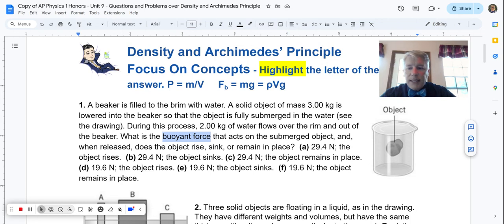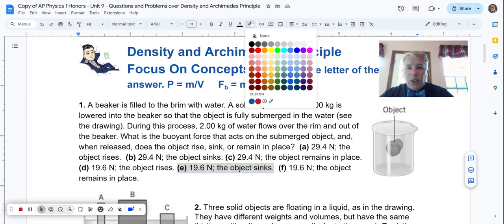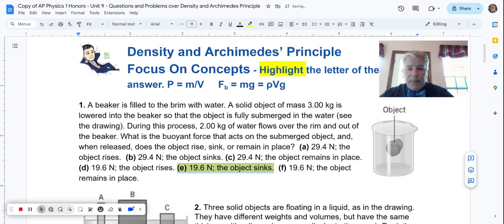So the buoyant force is either D, E, or F. The next step: the object weighs 3 kilograms, but it only displaces 2 kilograms of water, which means the force downward on it is 29.4 newtons, and the buoyant force, the upward force, is 19.6 newtons. If I apply more force down than up, that object is going to accelerate down. So if you were to cut the string on this, this object would sink. So we are looking at an E here as our correct answer, and you would all highlight E. Pretty straightforward.